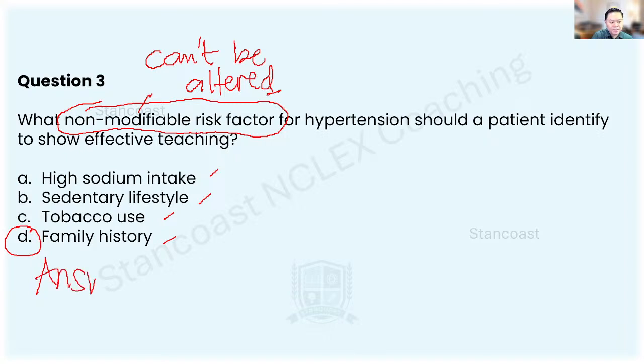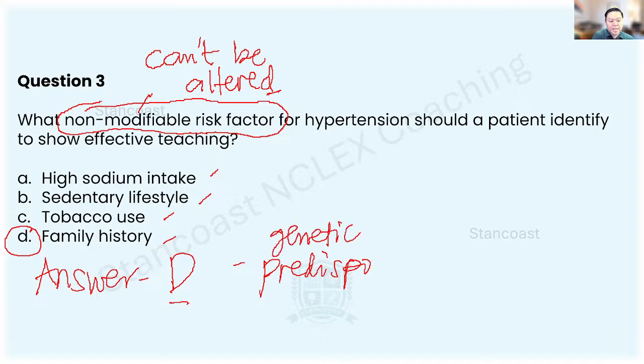Non-modifiable, you cannot alter that. It is genetic predisposition. If the person has a genetic predisposition, there's nothing you can do about it. So what you can do here is to just do some other lifestyle changes that could potentially lessen your chances of developing any more complications because of the hypertension here, guys.